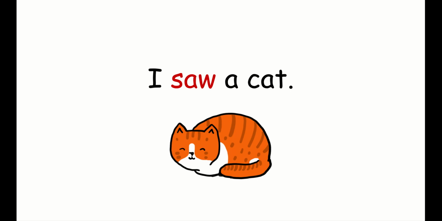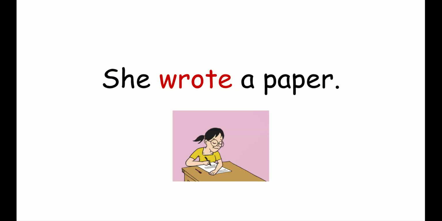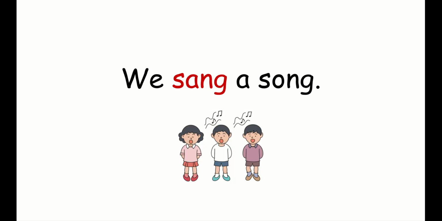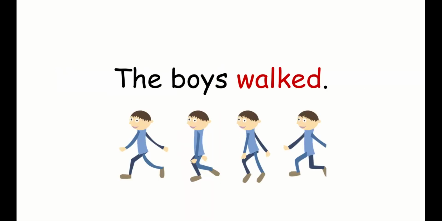So some examples would be, I saw a cat. That would be a simple whole event that happened in the past. You ate a sandwich. You're conjugating the verb ate in the past preterite. You're saying it's a whole event. It happened, it's completed, it's done, and it's a simple thing. She wrote a paper, another good example. We sang a song. You guys made a snowman. The boys walked. So you can see that the preterite is a very simple past tense translation in English.